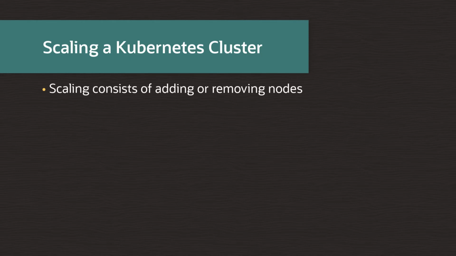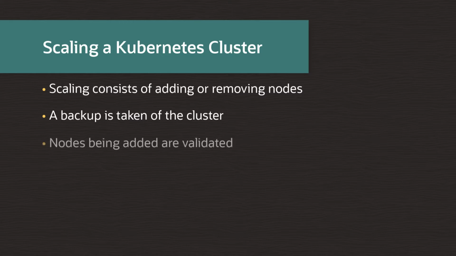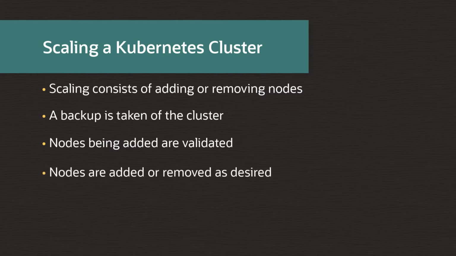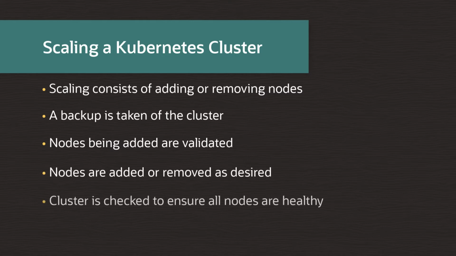Scaling an Oracle Cloud Native environment consists of adding or removing nodes in a Kubernetes cluster. When you scale a Kubernetes cluster, a backup is taken so that you can restore in the event that something goes wrong during the scaling. Nodes that you are adding are validated to ensure all of the required prerequisites are met. Nodes are then added or removed as desired, and the cluster is checked to ensure all nodes are healthy.